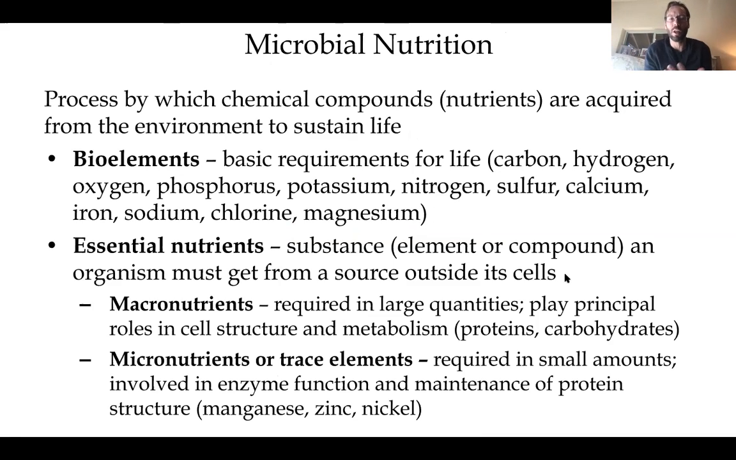All living things have to get nutrients, whether it's humans or plants or microbes. If it's a living thing made up of cells, it has to attain things from the environment to keep that cell carrying out its functions. The cells are great at making a lot of things that they need, but they can't make everything they need. And so certain elements we term bioelements because they are required for life. So carbon, hydrogen, oxygen, phosphorus, potassium, nitrogen, sulfur, calcium, iron, sodium, chlorine, magnesium, all of these are bioelements.